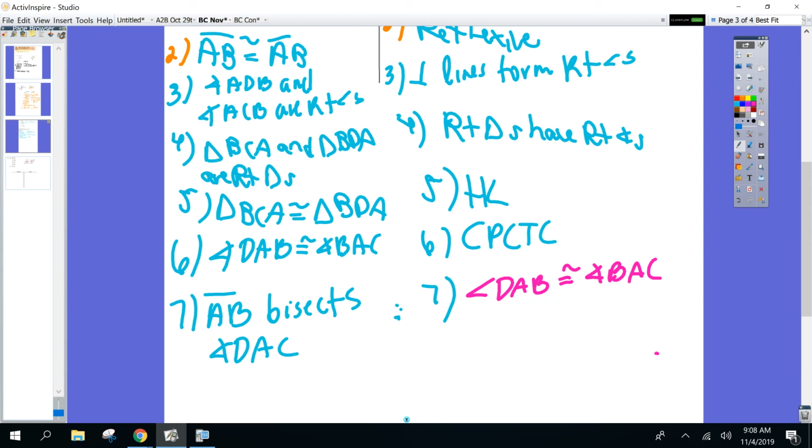Okay. You and your group, and what I mean by you and your group, I am not coming over to check individual proofs. When you and your group have agreed these are the steps we need to prove angle 1 congruent to angle 2, then you call me over.